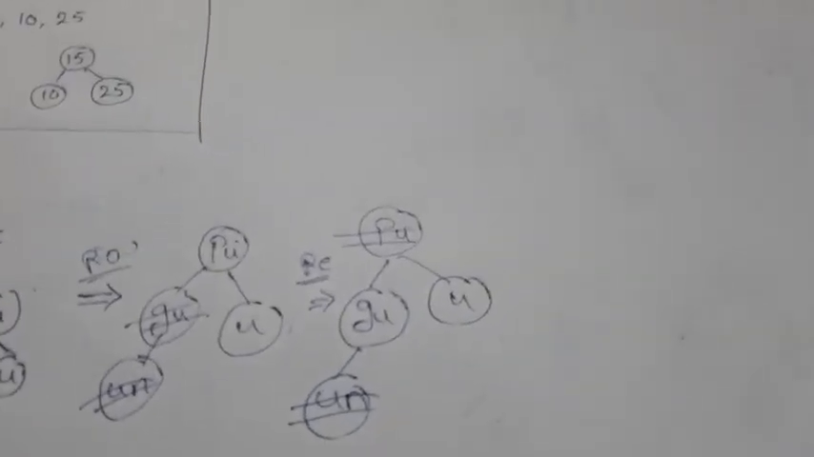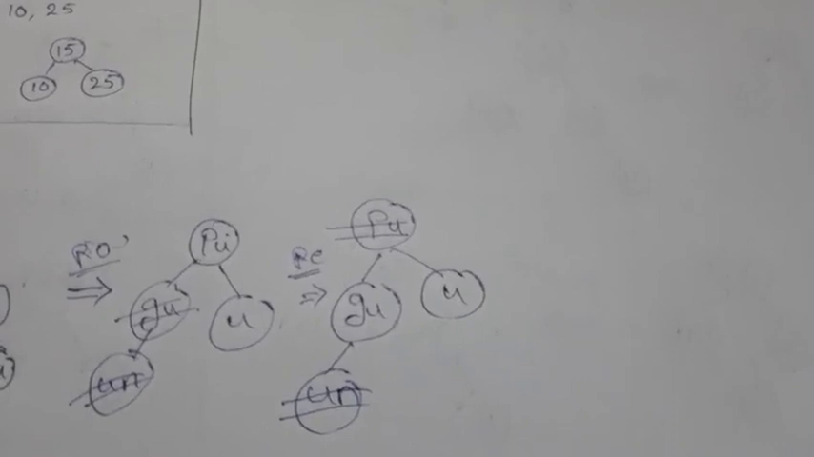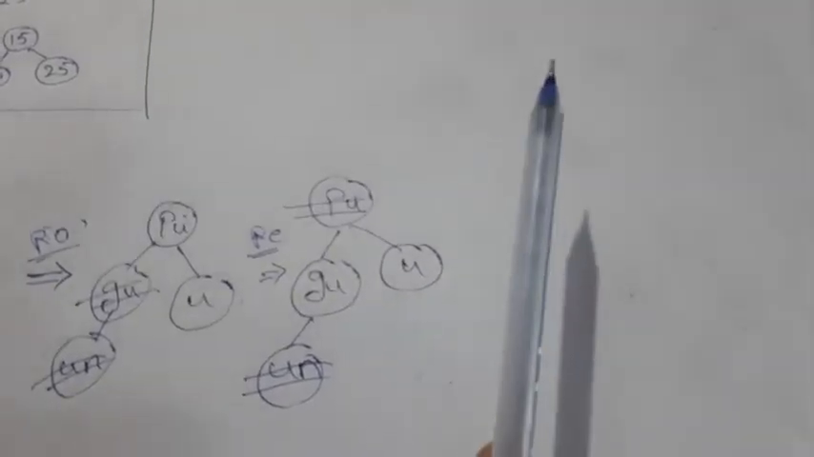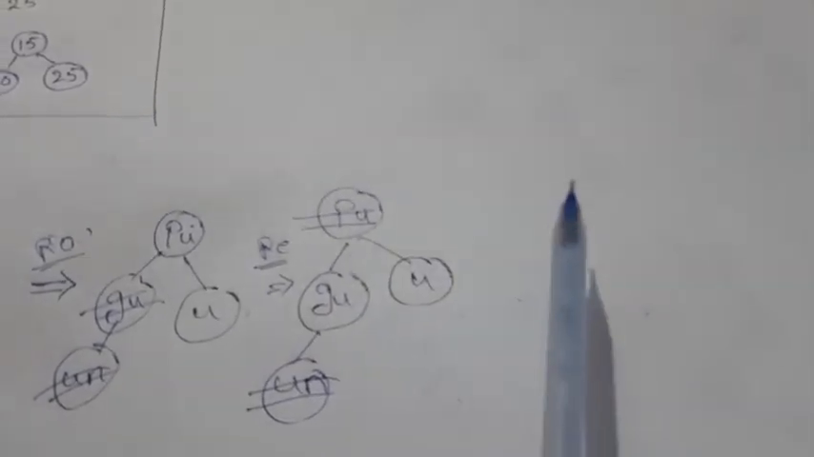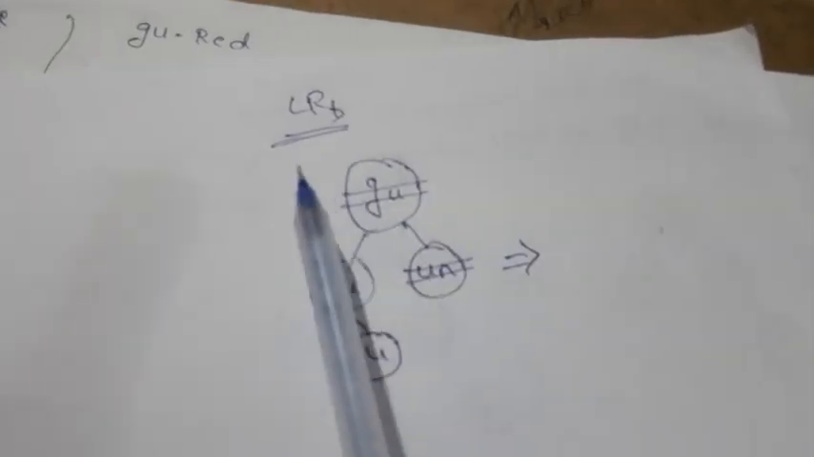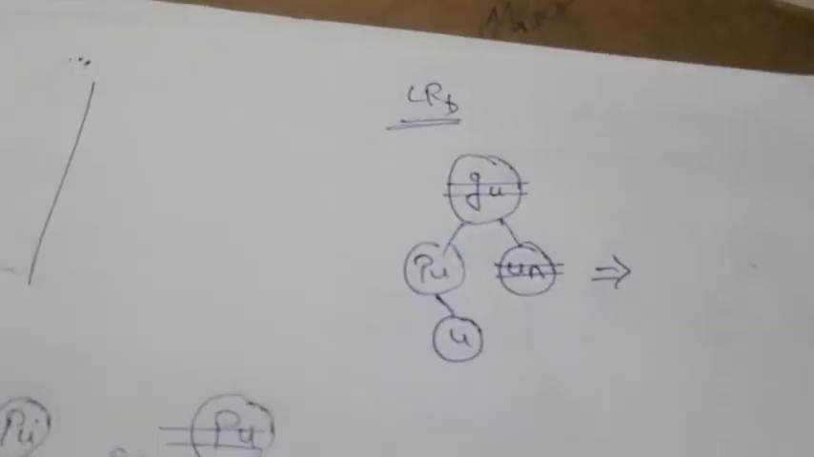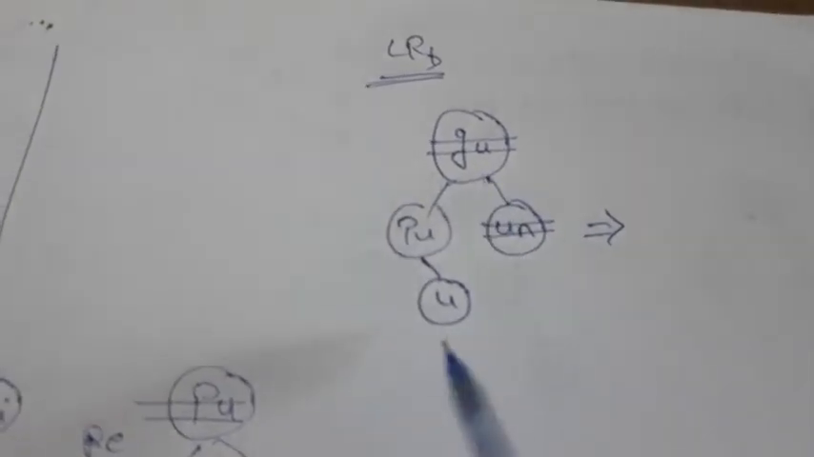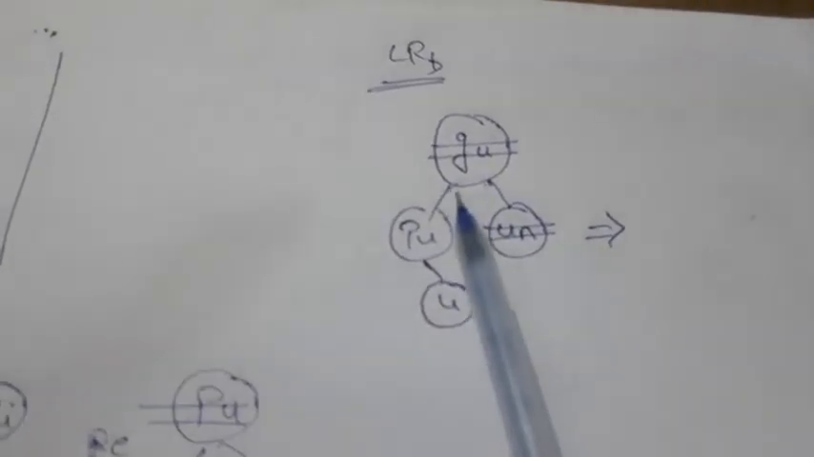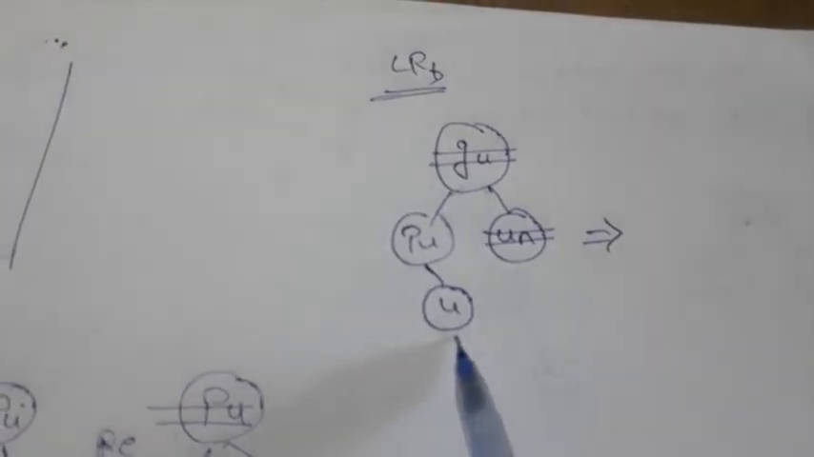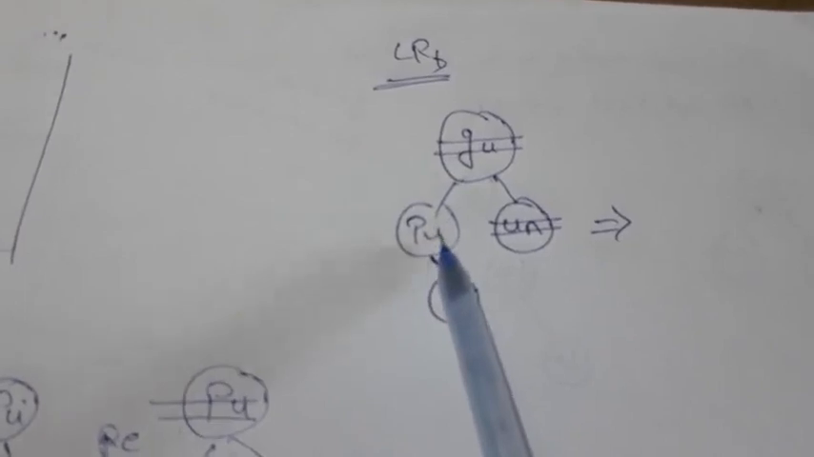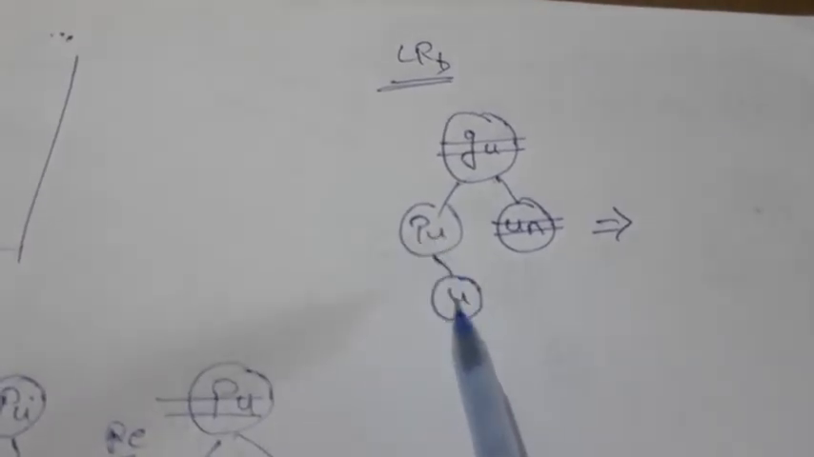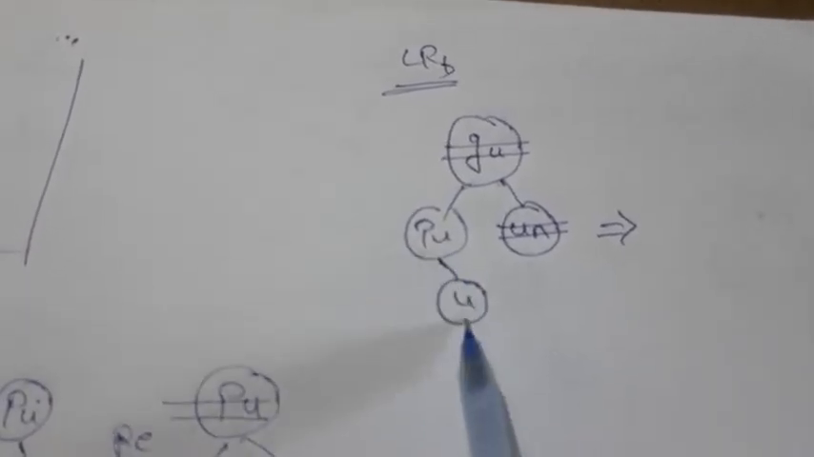Next is LRB and RLB. In LRB and RLB, we are going to change the U node to black and GU to red. Let us see now. The next one is LRB. Here GU, I am inserting the new node U to the left and right of GU. Again I got an RB2 violation, which means I have two red nodes.